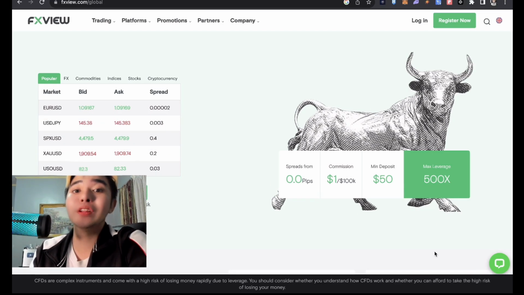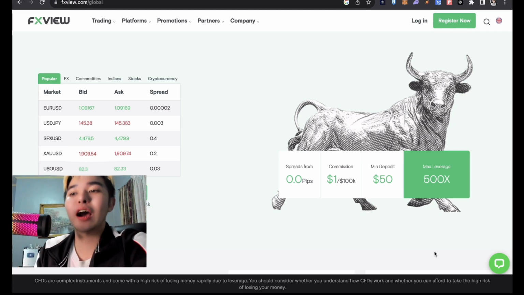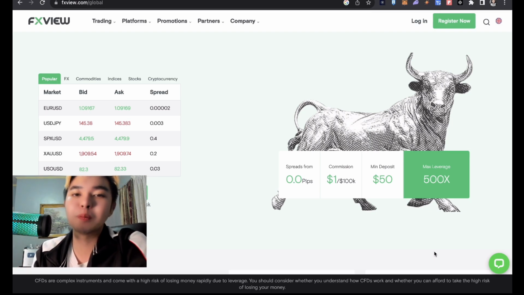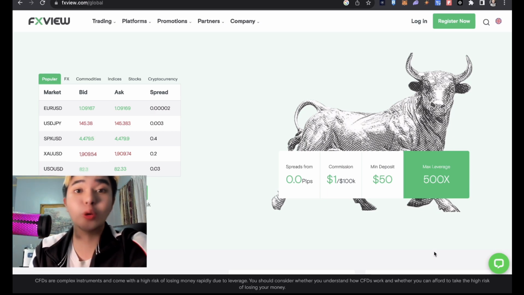Of course, guys, I will review this project step by step for you to understand it: how to register, how to deposit, what the positive feedback regarding FXView is, and what the features are besides the deposit bonus of 125%. Guys, it's crazy high. 125% is amazing.